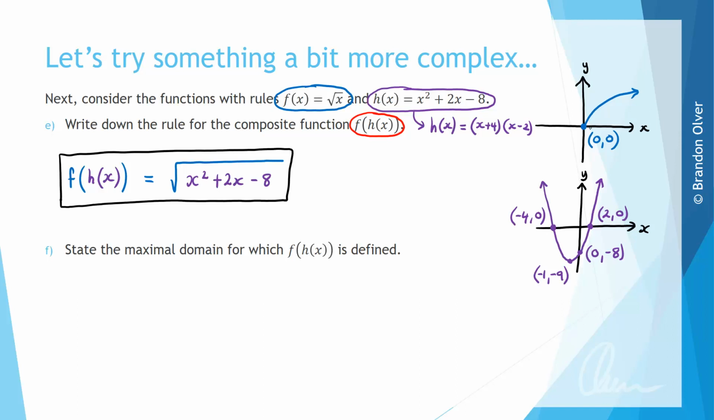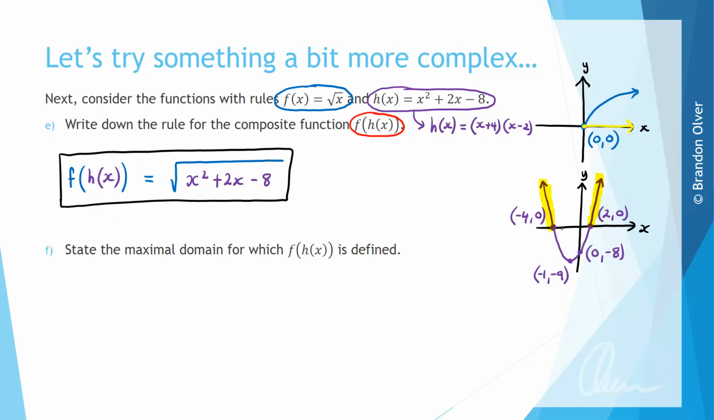So working backwards a little bit, the domain, which I'm just doing in yellow, for the rule of f of x is positive numbers and 0. So the y values that come out of h of x need to be positive or 0, which are these values here that I'm just doing in the highlighted area.